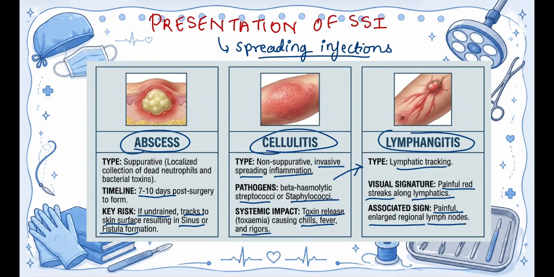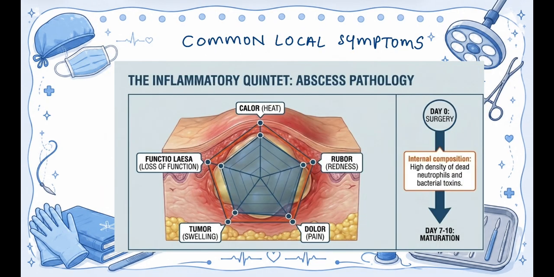These localized threats trigger a very precise biological response. We call it the inflammatory quintet. There are 5 distinct signs here: heat, redness, pain, swelling, and loss of function. In clinical terms, you'll hear these called calor, rubor, dolor, tumor, and functio laesa. These signs don't just happen by magic. They happen because a dense collection of dead white blood cells, specifically neutrophils, and bacterial toxins are literally gathering and packing tightly right under the skin.